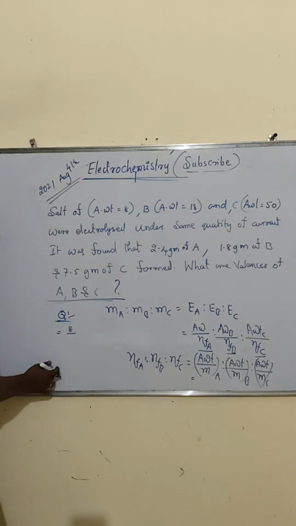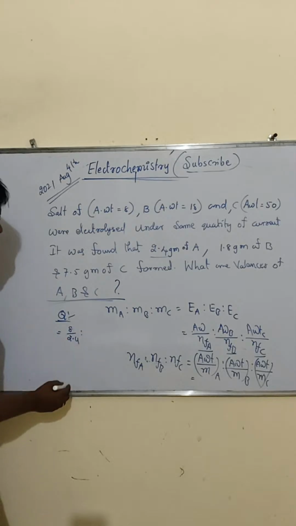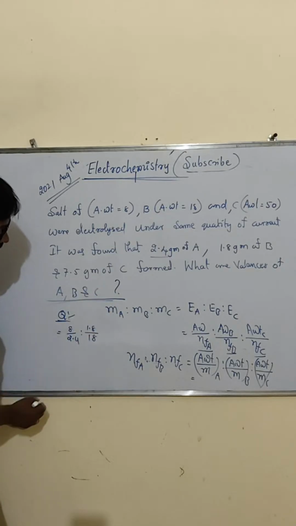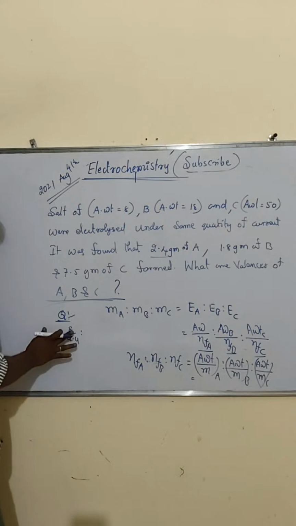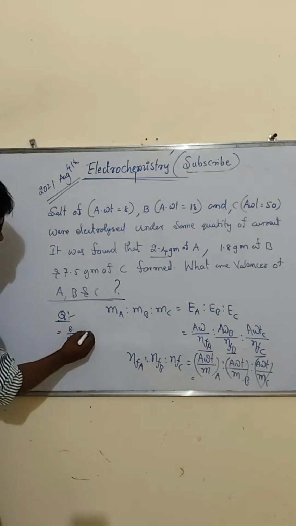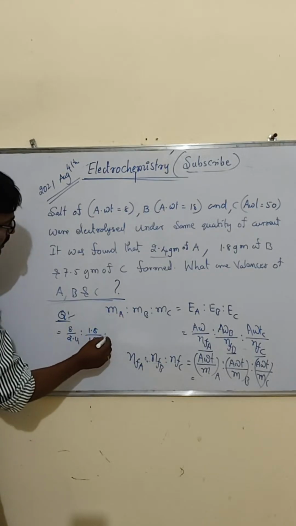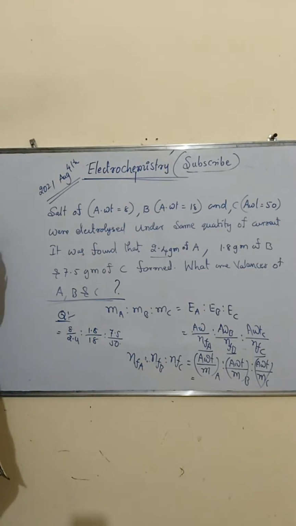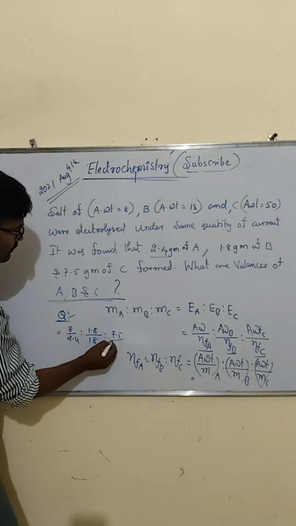For A, the given weight is 2.4, and the atomic weight is 2. Then 1.8 divided by 18, the molecular weight. So you have to take the given weight, atomic weight divided by molecular weight, the mass. Then 1.8 divided by 18 is to 7.5 divided by 50. Okay, understand?